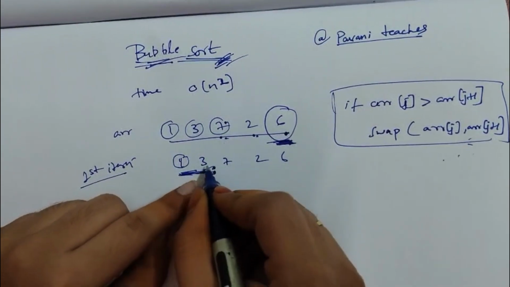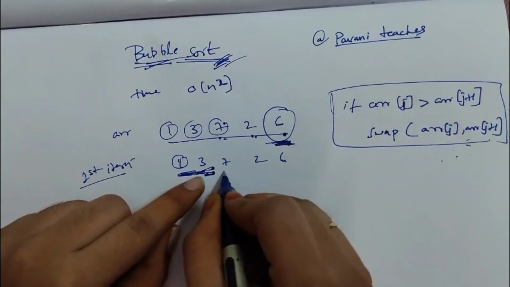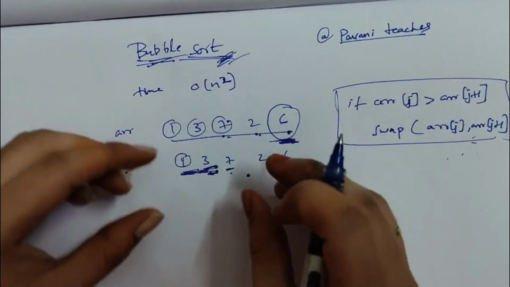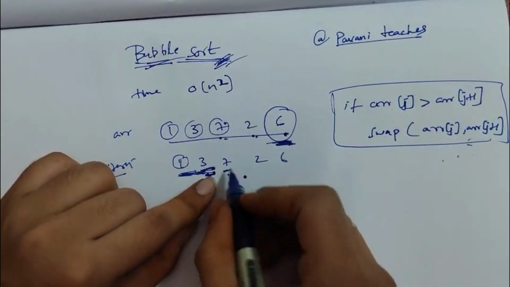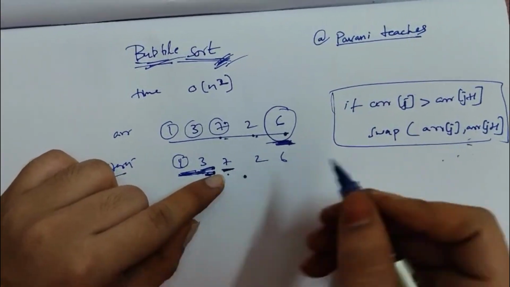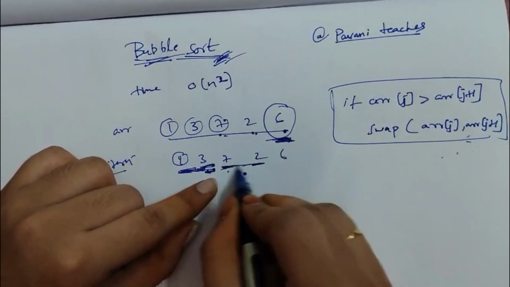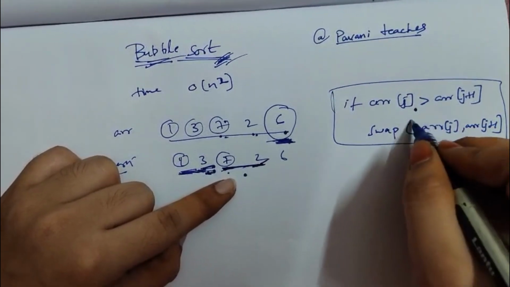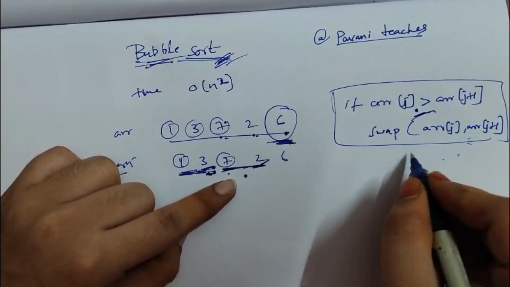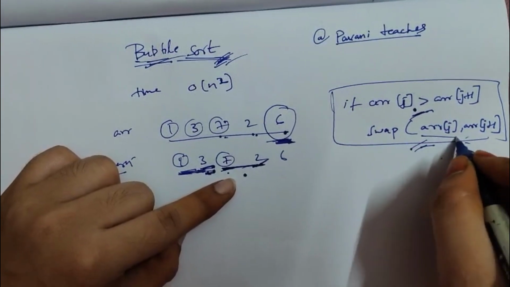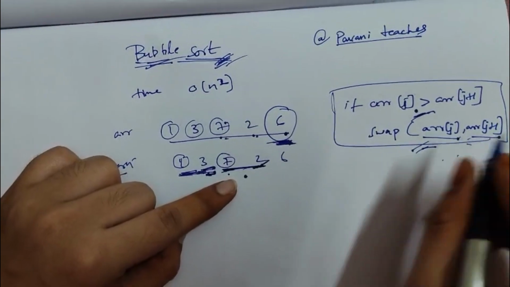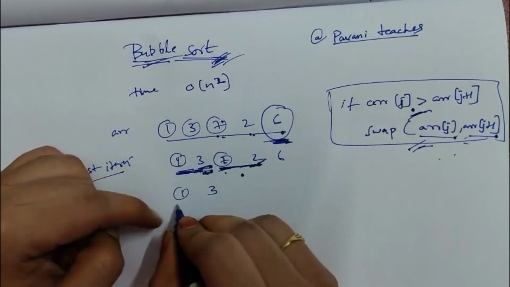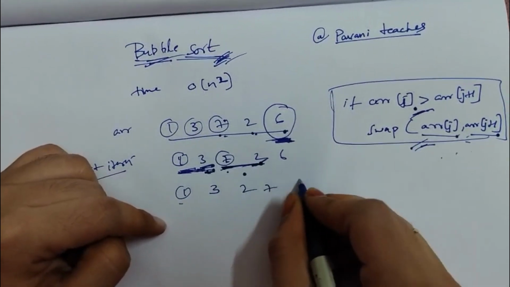Then we go further. Now we'll check 3 and 7. As 3 is smaller than 7, we will not swap any numbers, we keep it the same. And then again we'll go with the next numbers, 7 and 2. As 7 is greater than 2, here the condition is true, so we'll go inside this for loop and swap array of j and array of j plus 1. That means 7 and 2. Now the array will become 1, 3, 2, 7 and 6.